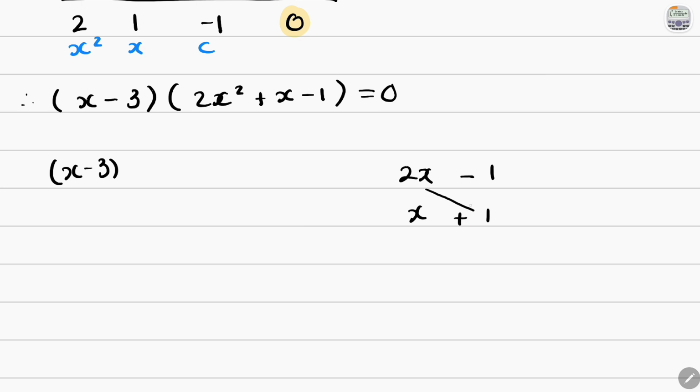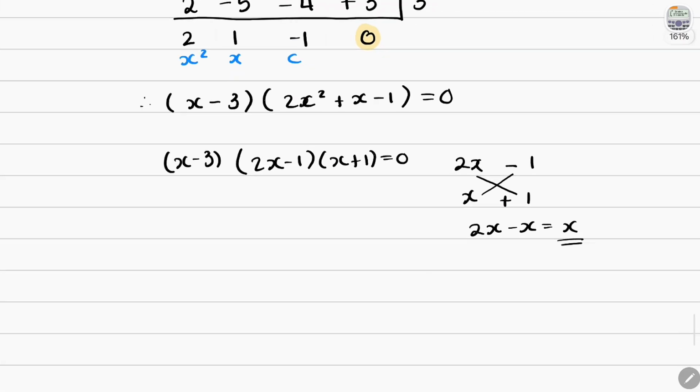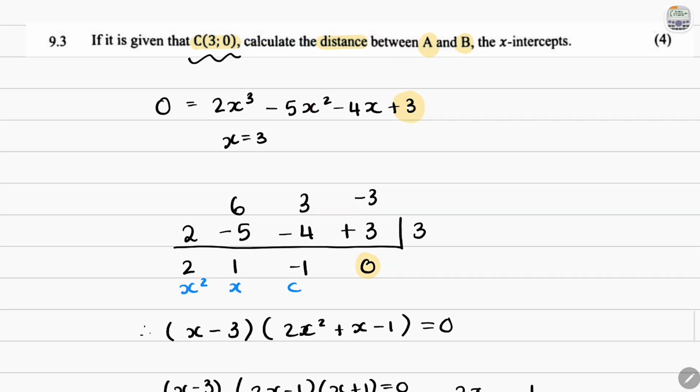So when we cross multiplied, you see 2x times 1 is 2x, and then x times negative 1 is negative x. 2x minus x equals x, positive x, and that is our middle term. So our factors are 2x minus 1 and x plus 1 is equal to 0. Okay, so this is our equation factorized.